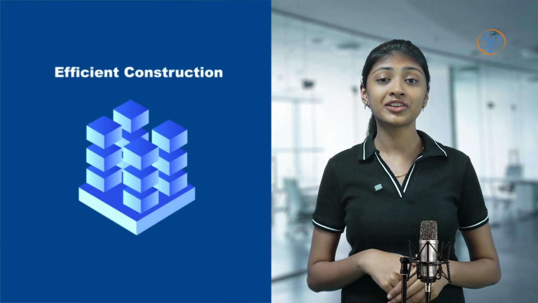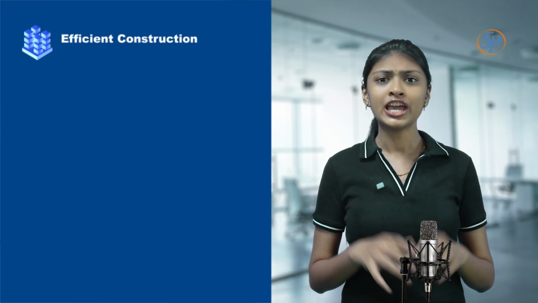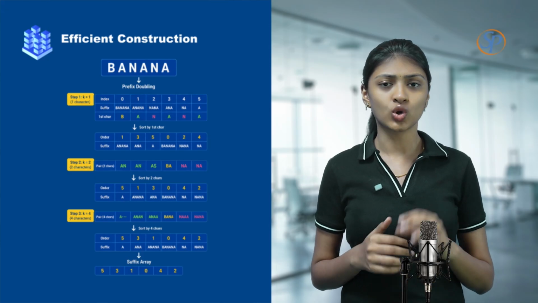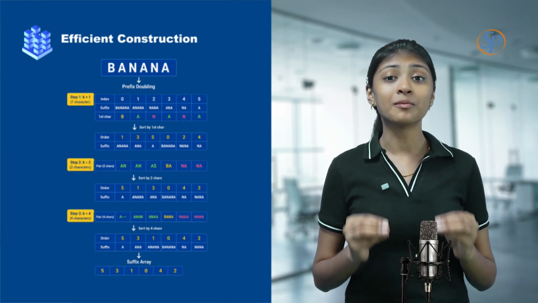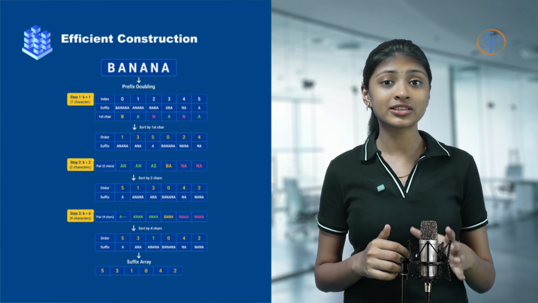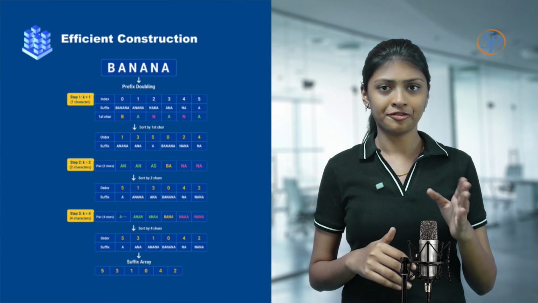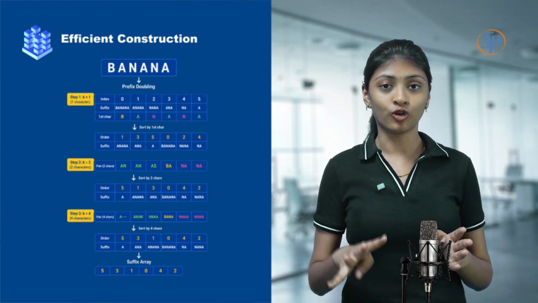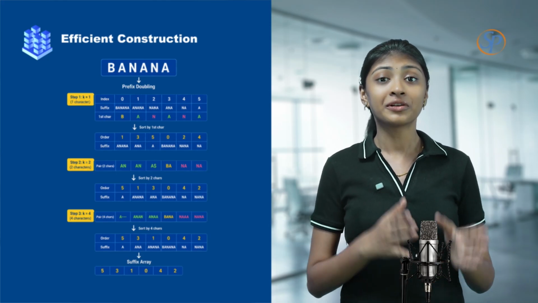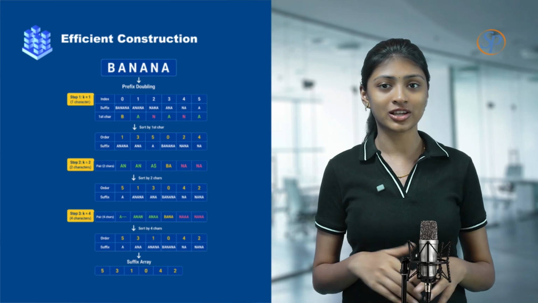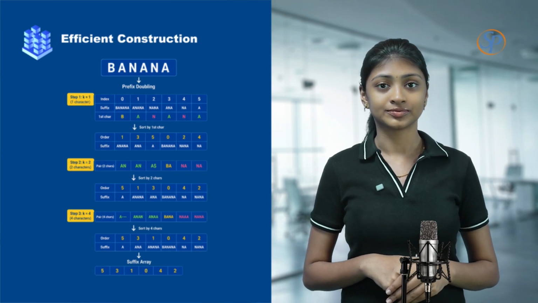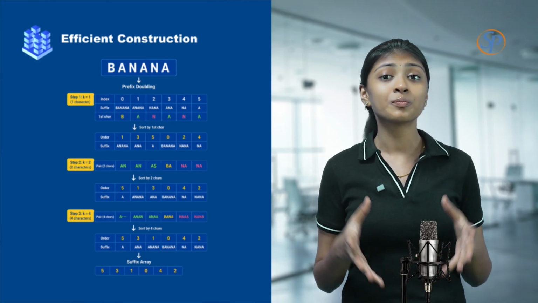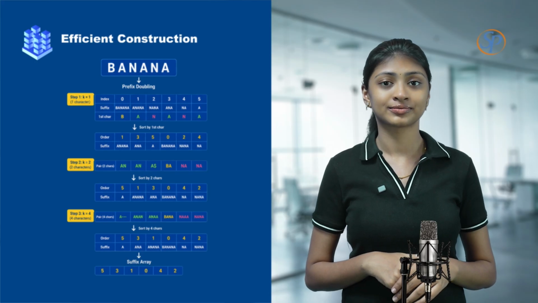Efficient construction, prefix doubling idea. If you try to build suffix array by actually sorting strings, it becomes slow. So instead, we compare suffixes based on prefixes of increasing length. First, compare first character, then 2 characters, then 4, and so on. This is called prefix doubling and it reduces time complexity to O(n log n). The idea is that instead of comparing full strings, we reuse previously computed rankings.